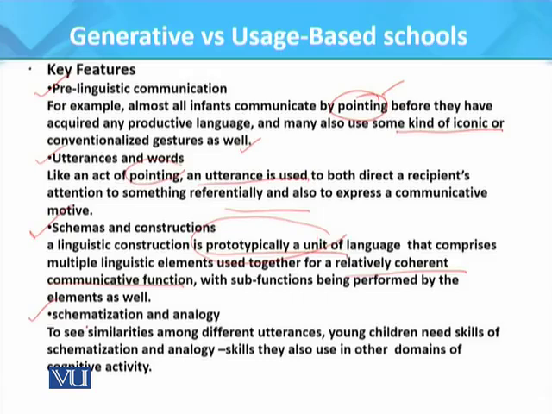Then you have schematization and analogy. A child should be able to identify the similarities among different utterances and needs skills to perform schematization, skills they also use in other domains of cognition. So they should be able to identify the similarities among different utterances and how they can be used in other domains of cognitive activity.